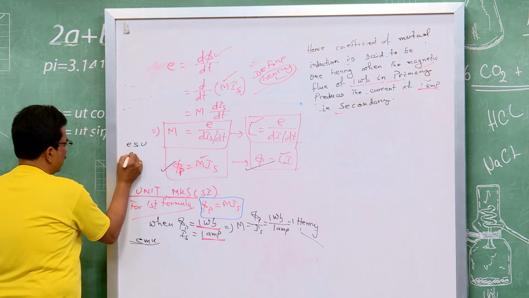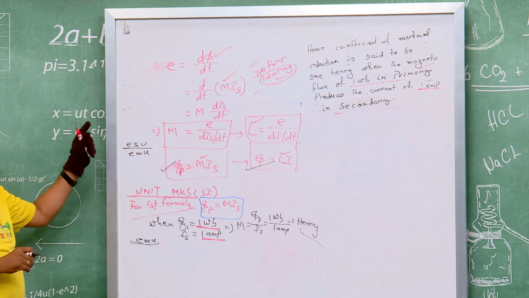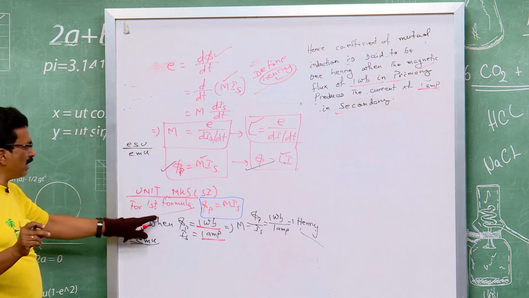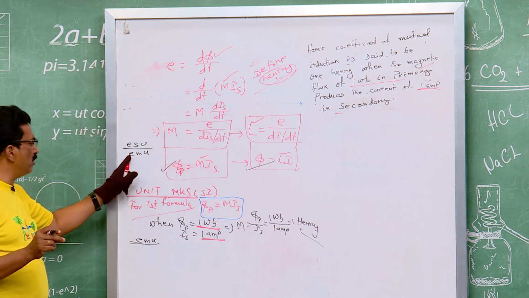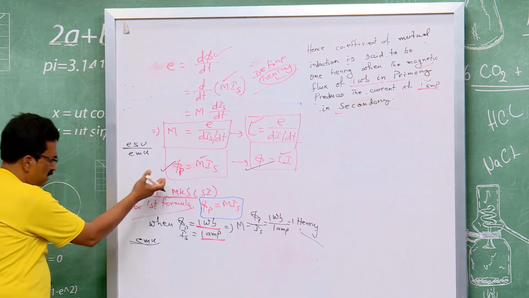One is the ESU, one is the EMU. ESU means electrostatic unit, EMU means electromagnetic unit. Here, the magnetic fields have vital roles, so for the CGS system we will write for the EMU in the same way.